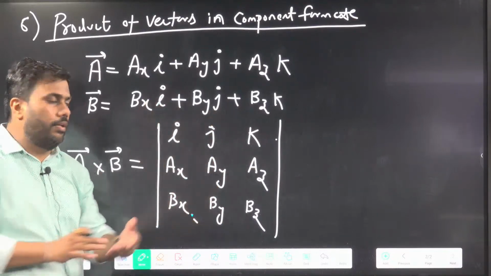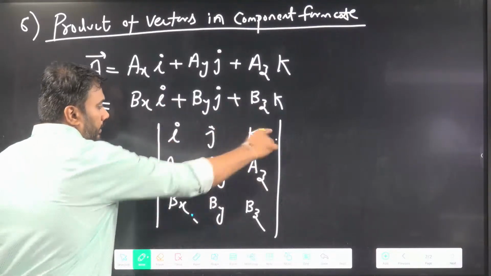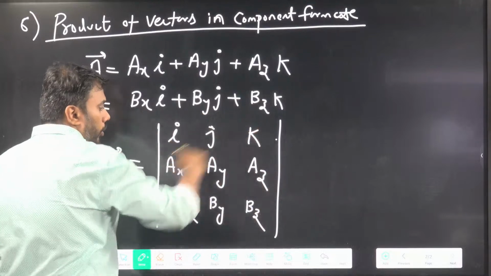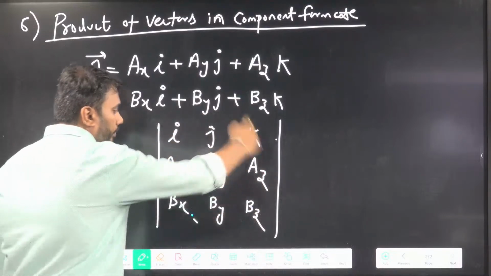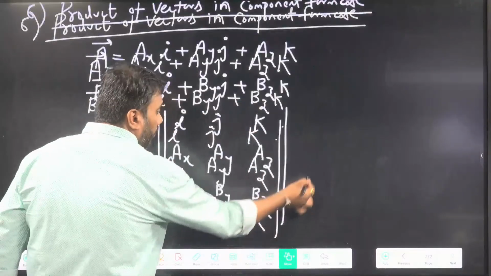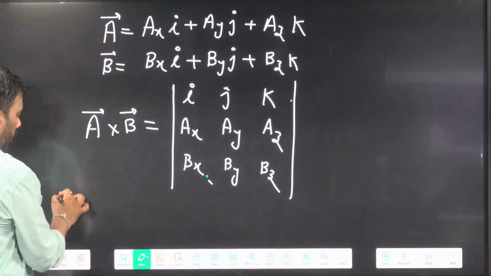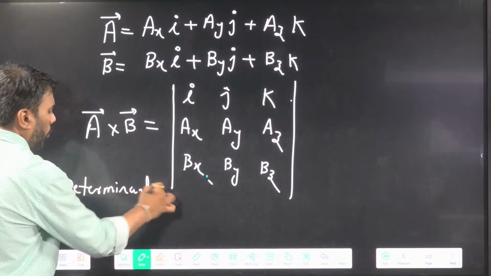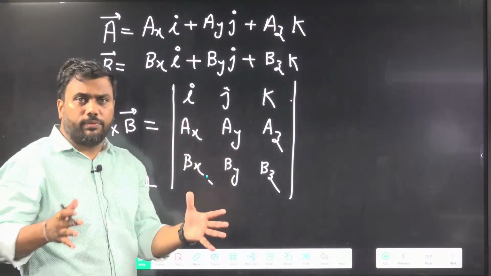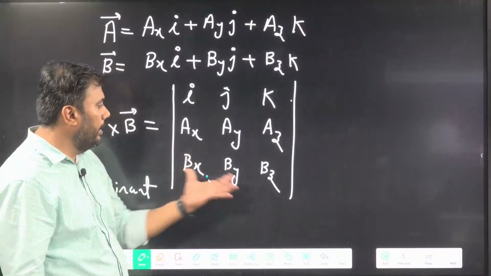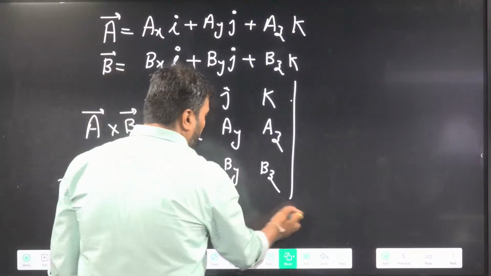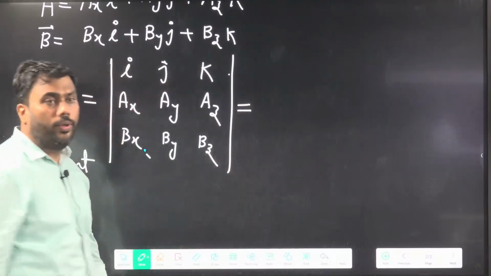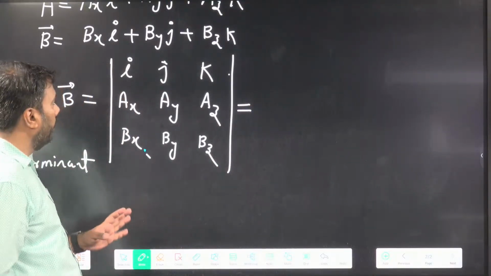Create this determinant. Now this determinant has 3 rows and 3 columns. These are called rows and these are called columns. And this complete expression is called a determinant. No one will ask you what the name of this expression is, but I'm just giving you the name of the expression. Okay, now we will open the determinant. How to open the determinant, that is the important thing.